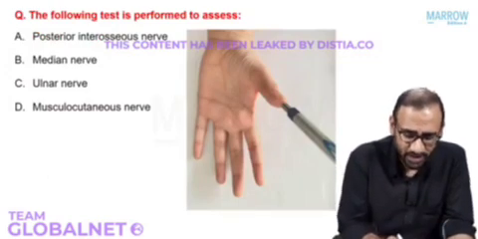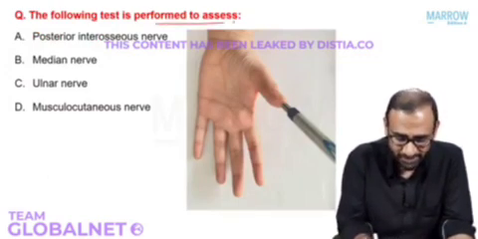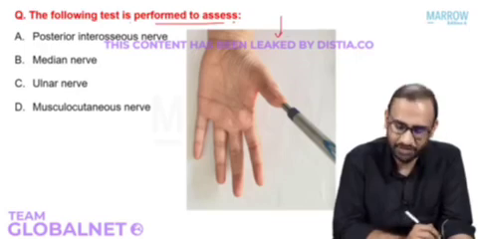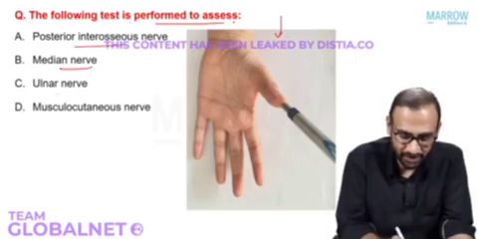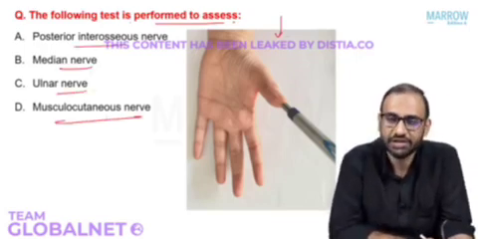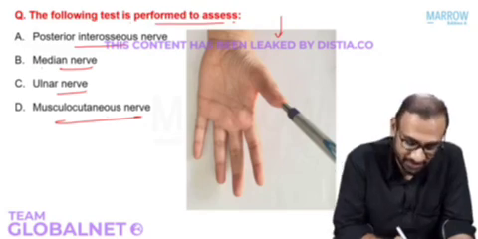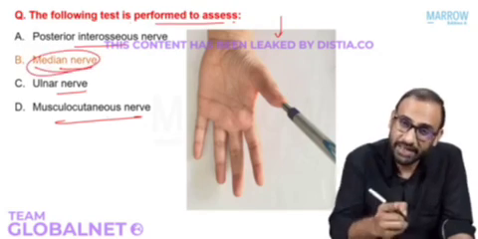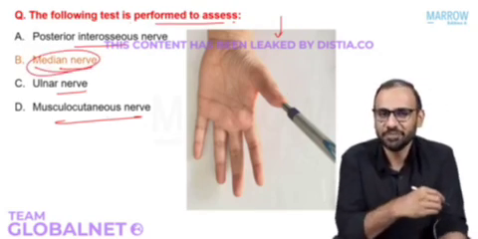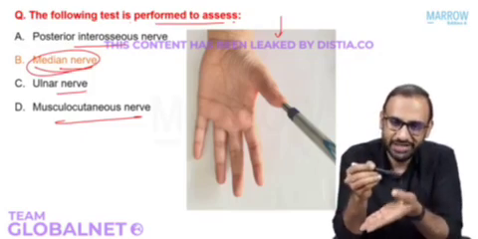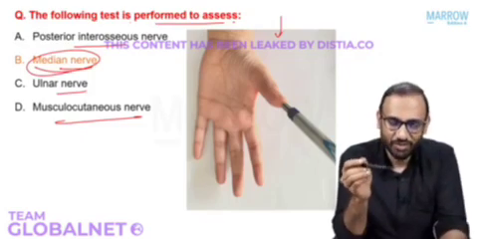Recent INI-CET question. The following test is performed to assess. Okay, this test is assessing which nerve? A, posterior interosseous nerve, median nerve, ulnar nerve, musculocutaneous nerve. Which nerve? Answer is median nerve. What test is this? This is the bottle test. And which muscle are we testing here? Abductor pollicis brevis. Abductor pollicis brevis.